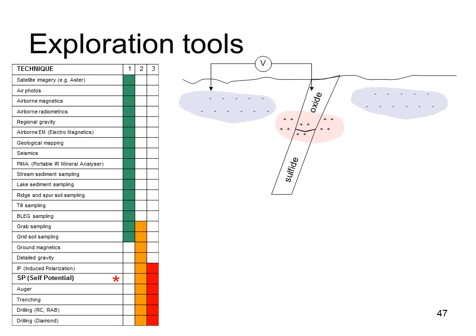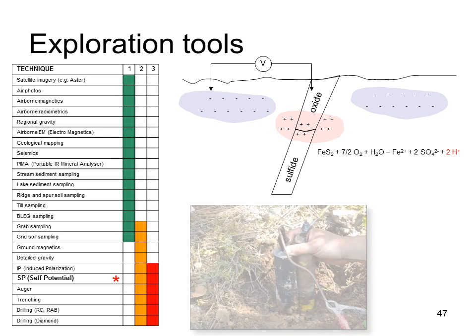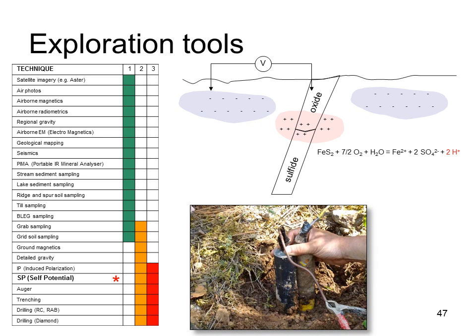Self-potential, or SP. This is a very cheap and simple geophysical technique. It relies on oxidizing sulfides, which produce a potential current between them and the surrounding ground. It requires only a very simple galvanometer. No current is put into the ground, unlike with IP.